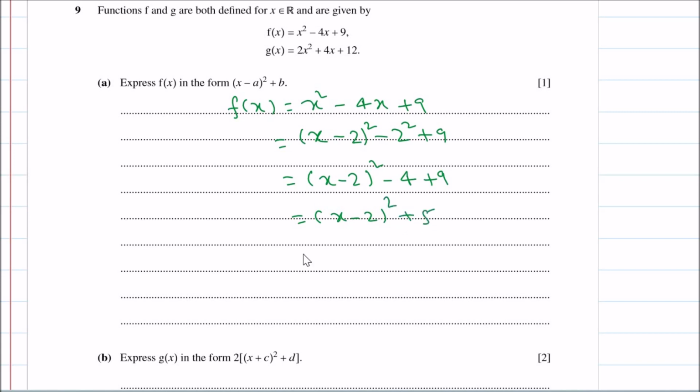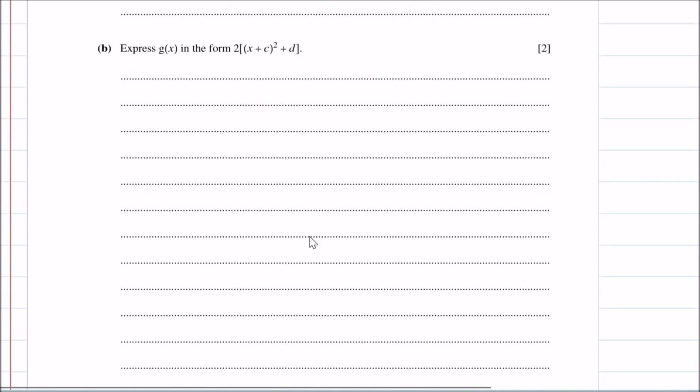Now part B. Express gx in the form 2 times x plus c whole square plus d. So let me write gx here. So gx equal to 2x square plus 4x plus 12.